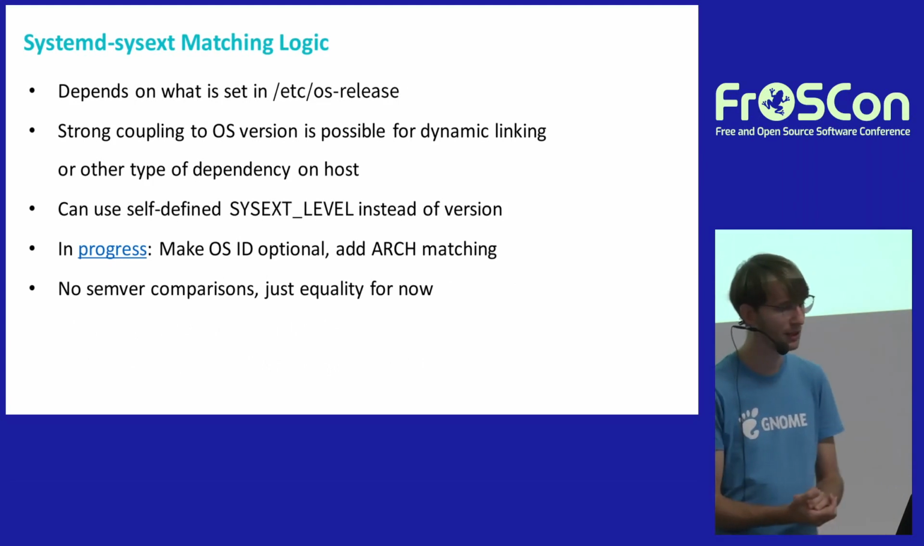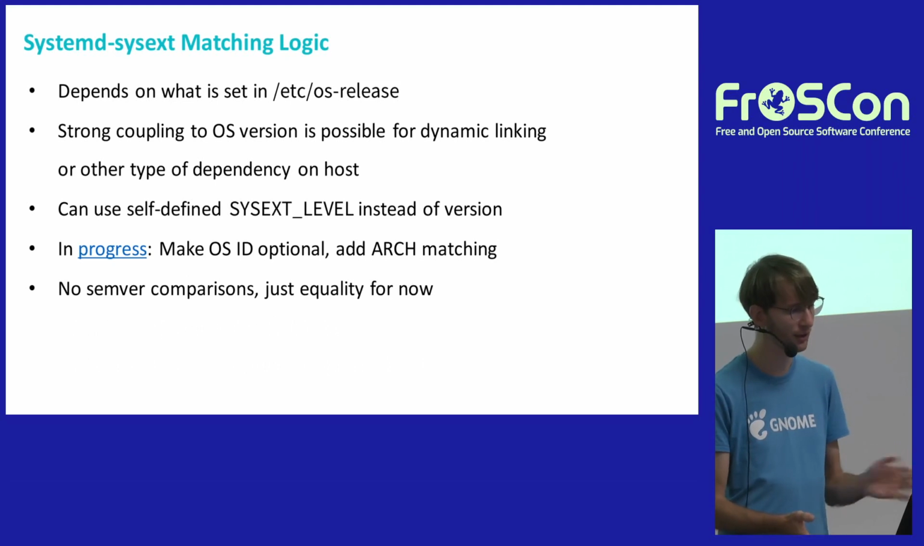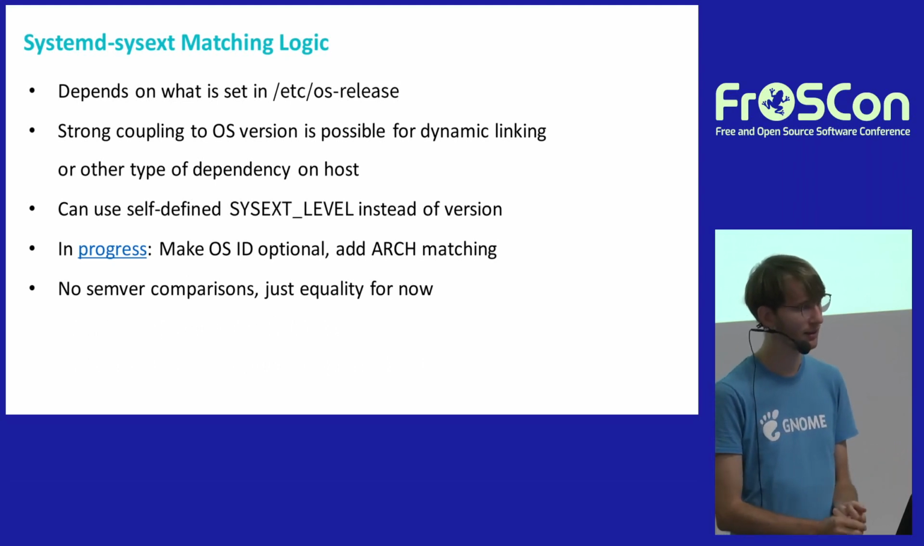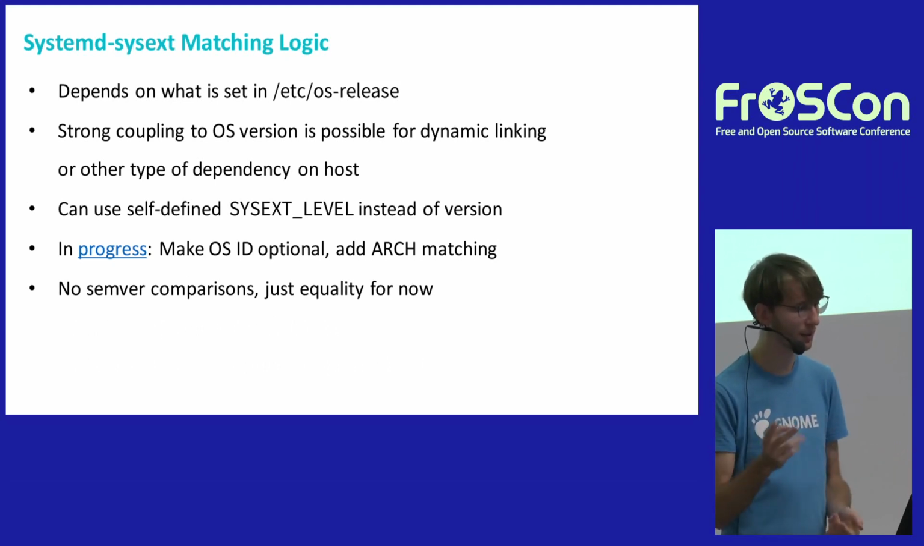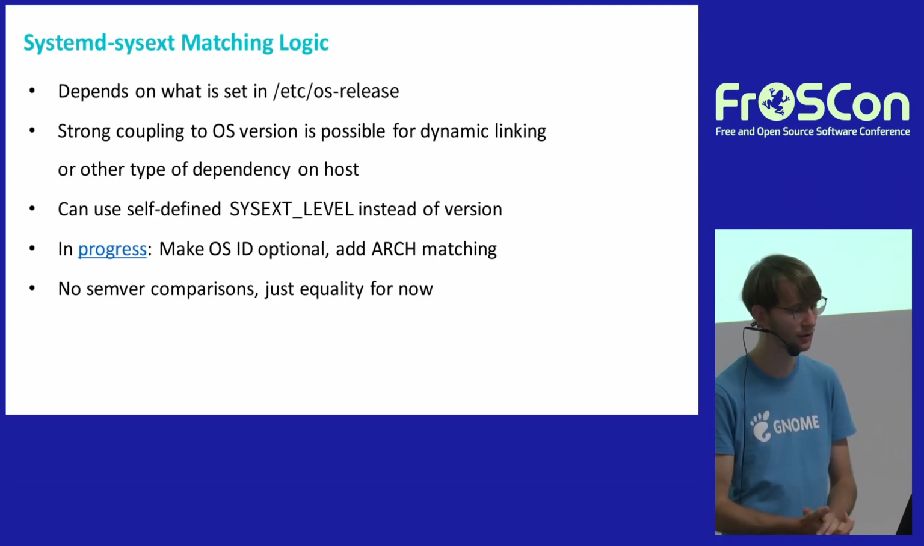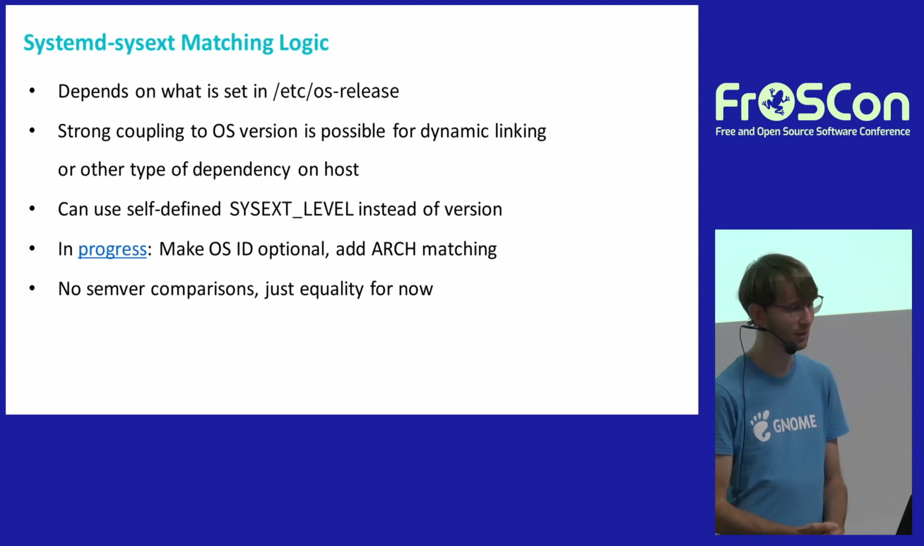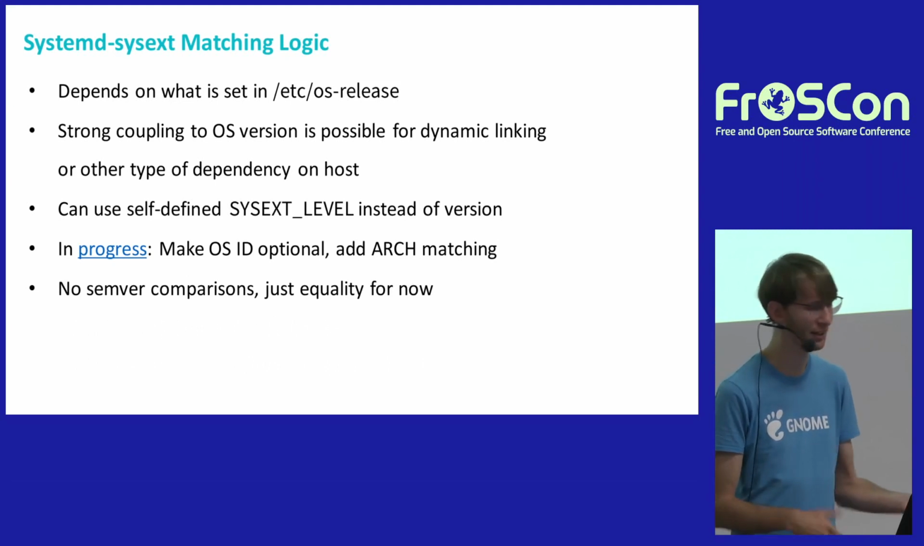So, more about this matching logic. What you have on your distro is this /etc/os-release file normally, and these things are then matched together with this extension-release file. So you can have strong coupling to the OS version, as said, for example, for dynamic linking or some other kind of dependency. Maybe you expect that apt is there, or DNF or something, and you want to do something with that.